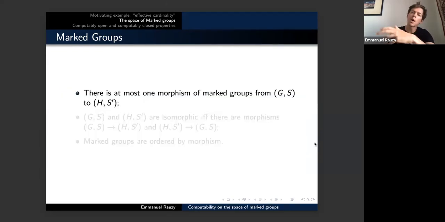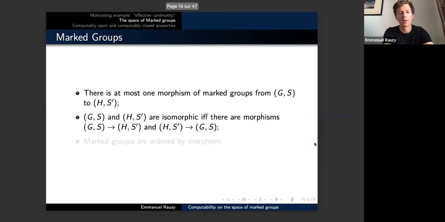Notice that there is at most one morphism from a marked group to another one, because the image of a generating tuple determines uniquely the group homomorphism. And two marked groups are isomorphic as marked groups as soon as there are morphisms in both directions. So this shows that isomorphism classes of marked groups are ordered by morphism, and they form a partially ordered set, which is a lattice in the order theoretic sense, which means that there are meet and join operations.